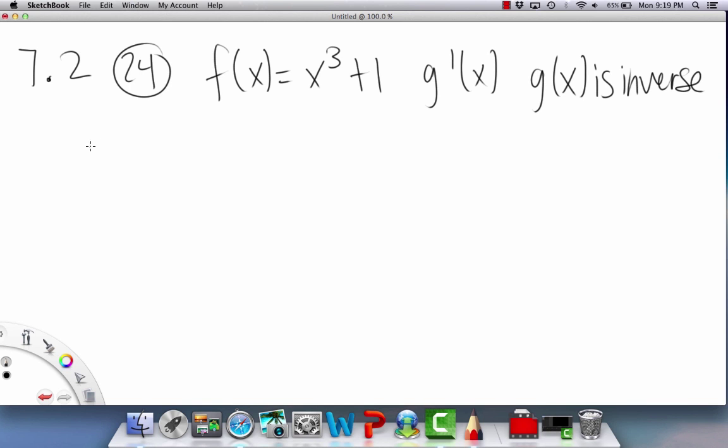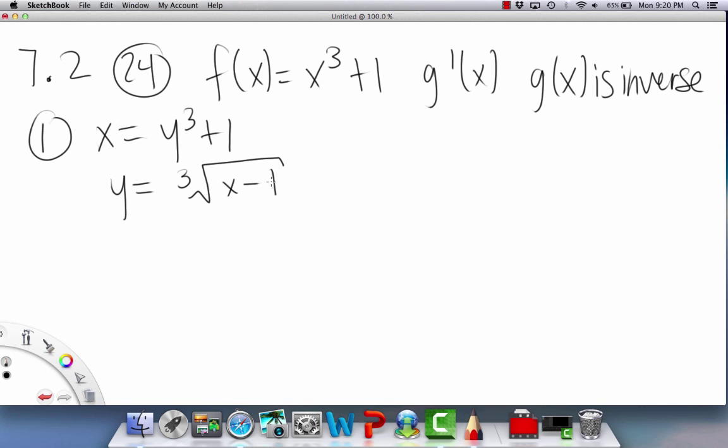So the first method would just be switching x and y to get your g of x and then just differentiate. So right now we have y equals x to the third plus 1. If we switch them, it'll be x equals y to the third plus 1. And then we subtract the 1 over and cube root it. So our ultimate answer would be the cube root of x minus 1. This is the inverse, so this is g of x.